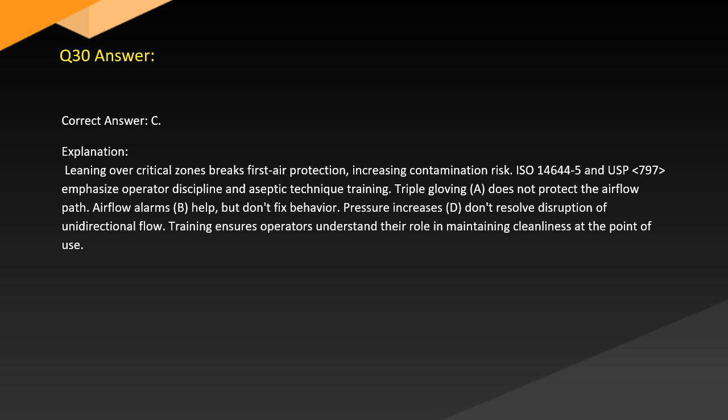Triple gloving, A, does not protect the airflow path. Airflow alarms, B, help but don't fix behavior. Pressure increases, D, don't resolve disruption of unidirectional flow. Training ensures operators understand their role in maintaining cleanliness at the point of use.